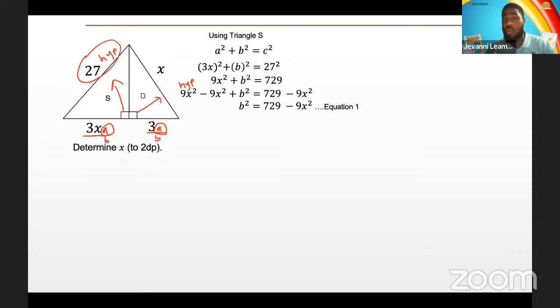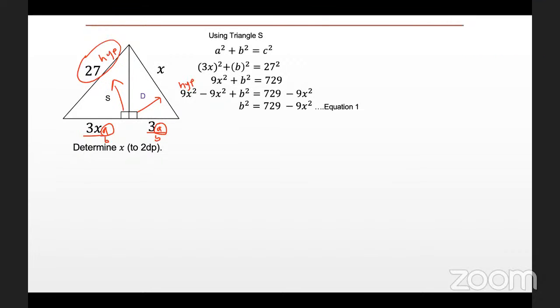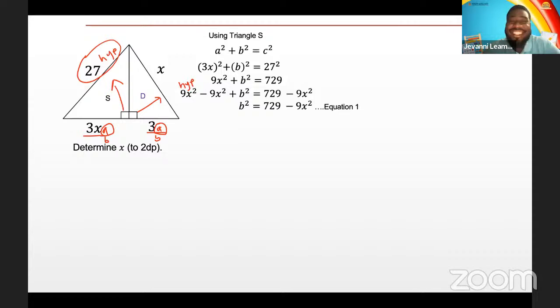So that's our equation 1, right? Okay, sorry. Yeah, I said you're supposed to carry it over. Yeah, thanks, Tatiana. Okay, so this is for triangle S, right?